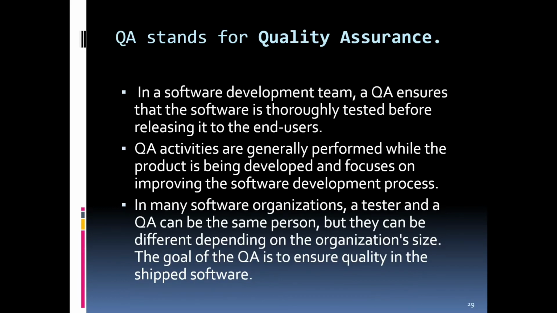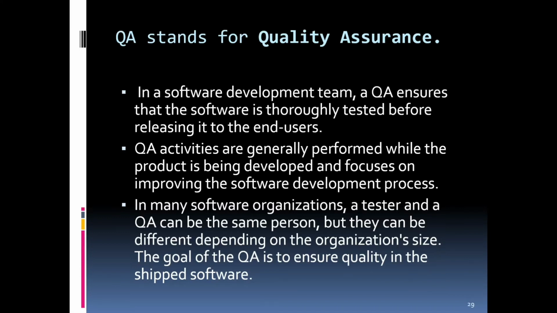In a software development team, quality assurance (QA) ensures that software is thoroughly tested before releasing to the end users. So before releasing, we have to make sure that the whole software is working very well. QA activities are generally performed while the product is being developed and focus on improving the software development process.